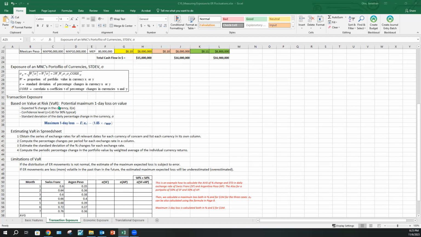And another input is the standard deviation of the daily percentage change in the currency. We calculate the daily percentage change in the currency. Standard deviation is the risk and volatility measure. So given these three variables, we can calculate this maximum one-day loss: the expected percentage change in the currency minus the z-value 1.65 times the standard deviation. That will give you your maximum one-day loss. So we'll do this on this example.